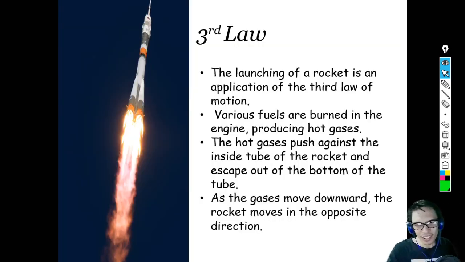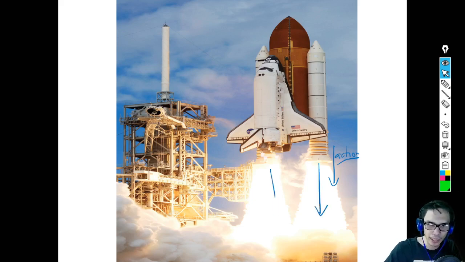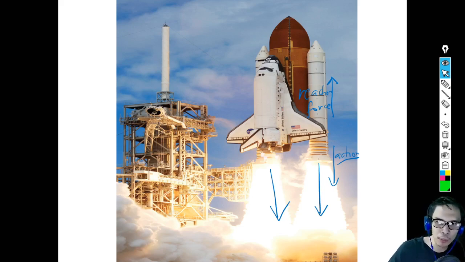Next, rocket engines also follow this third law of motion. Hot gases are pushed downward, so this is your action force. What will be the reaction? As the gas pushes downward out of the rocket, the rocket is propelled upward. This is now your reaction force. Without this particular set of forces, you will not be able to lift a rocket from Earth to space.